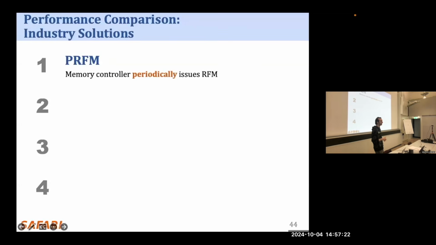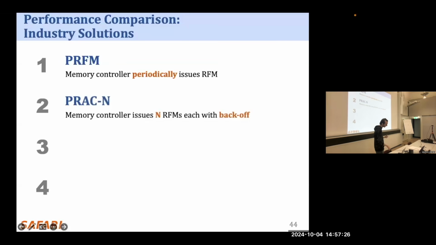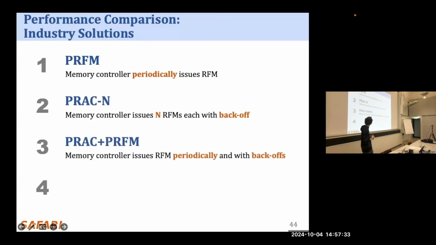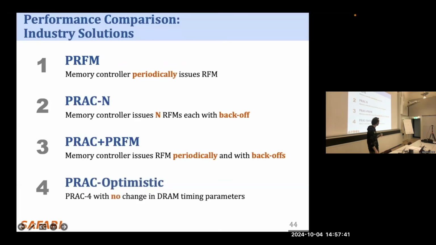First is PRFM, as we discussed, where we are sending periodic RFM commands. The second is PREC-N, where the memory controller sends N RFMs with each backup. We combine both and evaluate PREC plus PRFM, where the memory controller both sends periodic commands and sends RFMs when a backup is received. And PREC optimistic, which is our hypothetical implementation, that is PREC4 with no change in DRAM timing parameters.